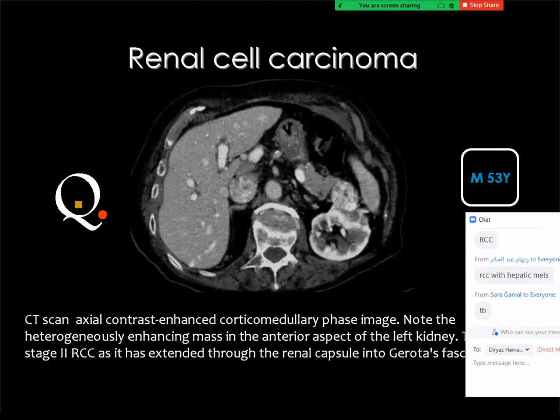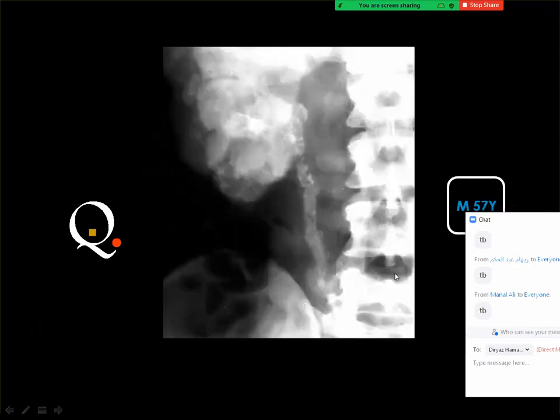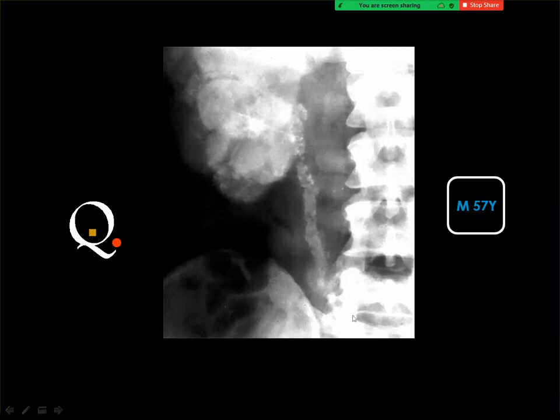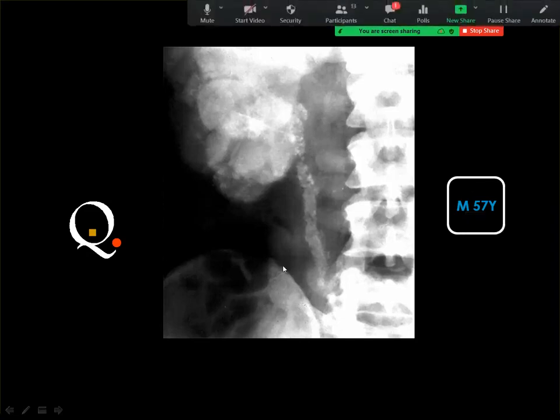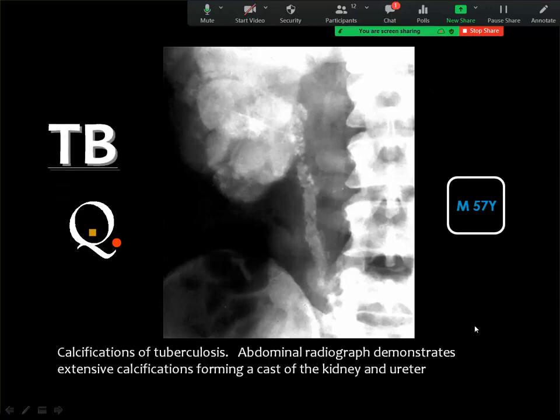No evidence of hepatic metastasis, and considering this very small lesion, I don't think that this is metastasis. Okay, but in the second case, TB, very good. Calcium in the urinary tract means TB, and I see extensive calcification in the kidney and in the ureter, so you know that you are dealing with a case of urinary tuberculosis.